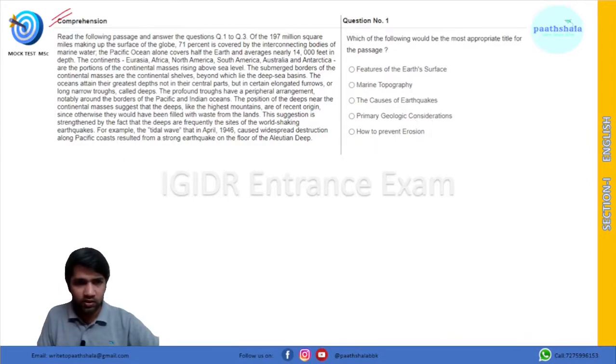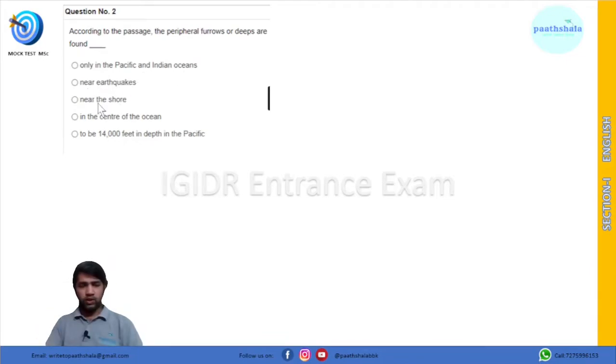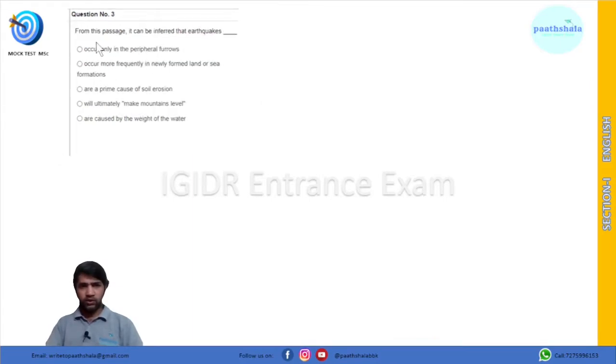Now let's look at the second question. The second question says, according to the passage, the peripheral furrows or the deeps are found only in the Pacific Ocean and Indian Ocean. Near earthquake, near the shore, in the center of the ocean, and 14,000 feet in depth in the Pacific. So this is basically talking about peripheral furrows or the deeps. Now let's look at the third question. The third question says, from this passage it can be inferred that earthquake. So basically it is talking about earthquake.